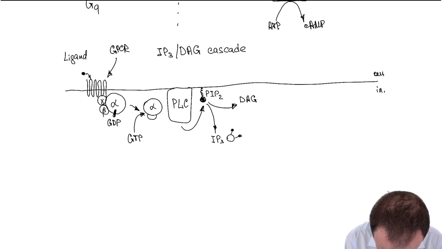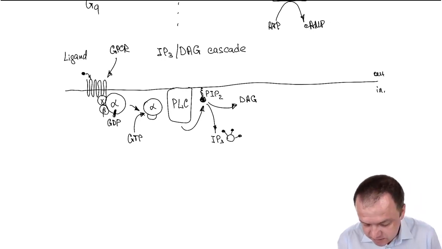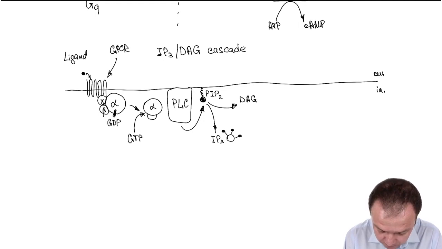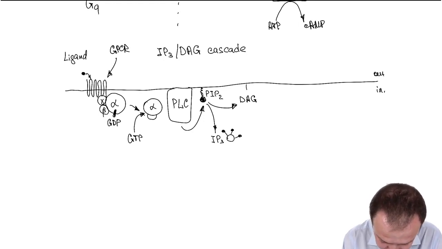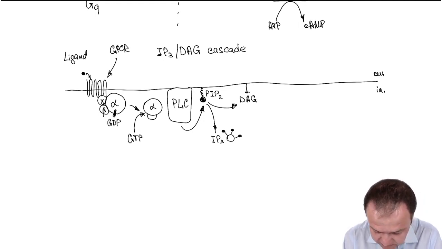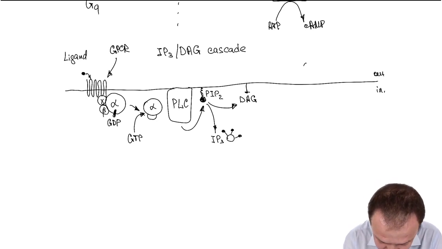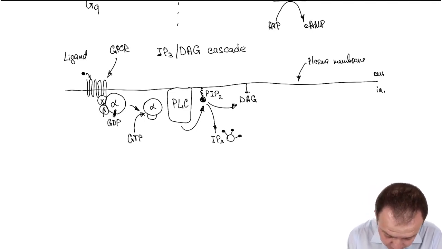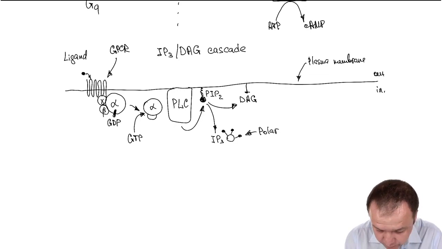They have slightly different properties, DAG and inositol triphosphate. DAG is still hydrophobic, and it still stays present inside the bilipid layer of the plasma membrane. And inositol triphosphate is a polar molecule, so it dissociates very well and diffuses very well in the water.